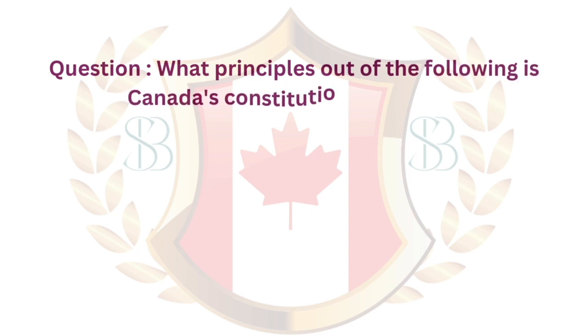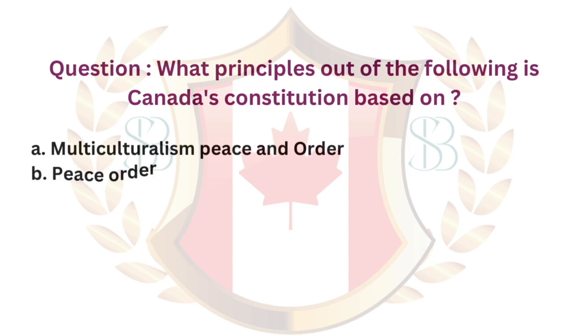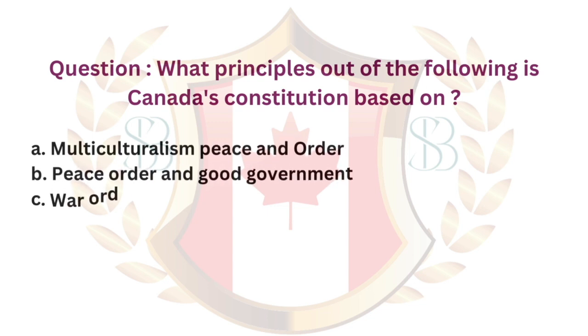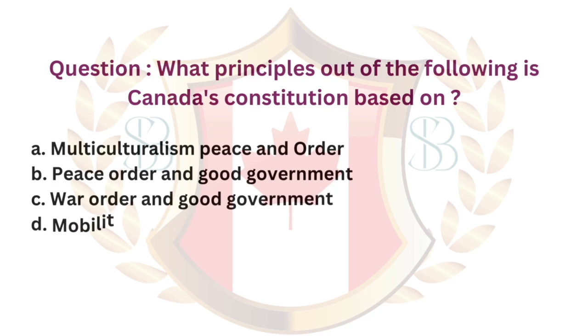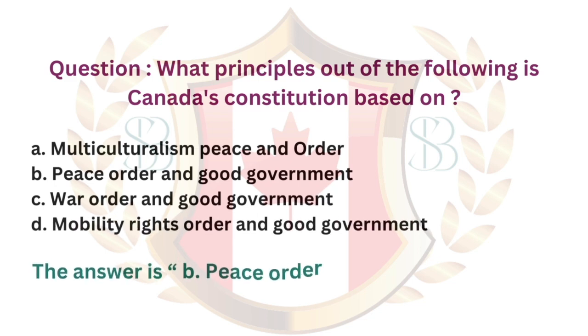Question. What principles out of the following is Canada's Constitution based on? A, multiculturalism, peace and order. B, peace, order and good government. C, war, order and good government. D, mobility, rights, order and good government. The answer is B, peace, order and good government.